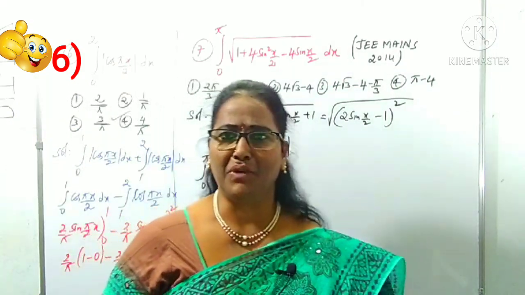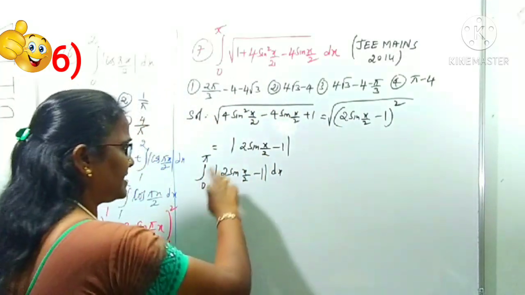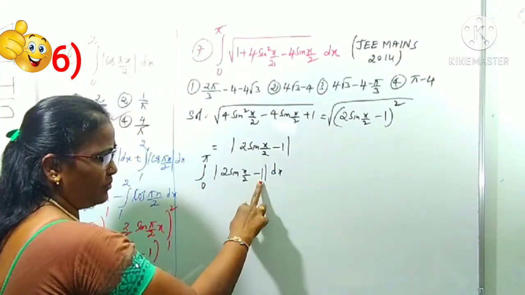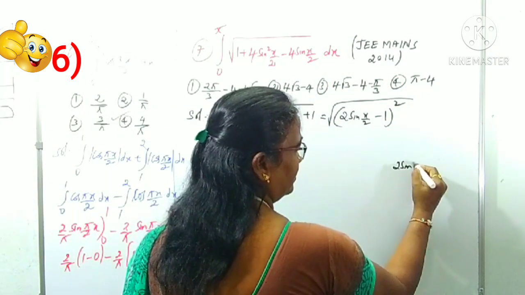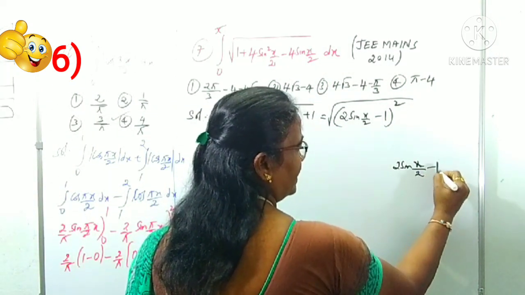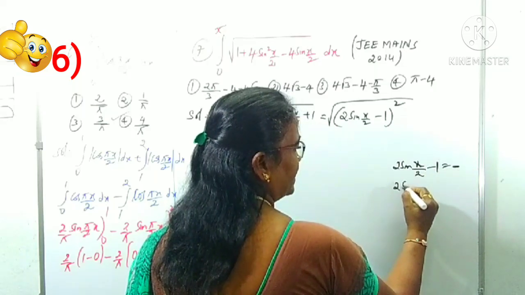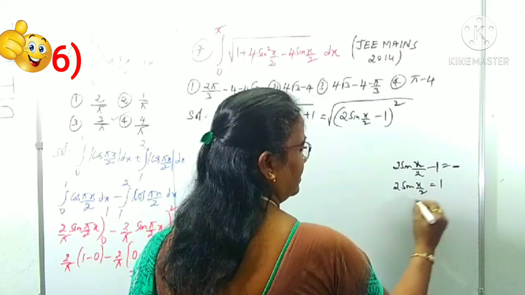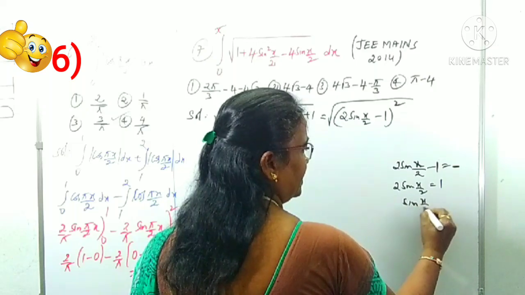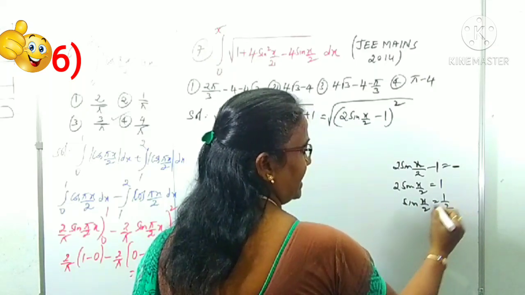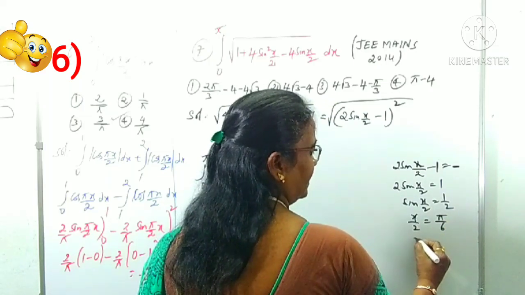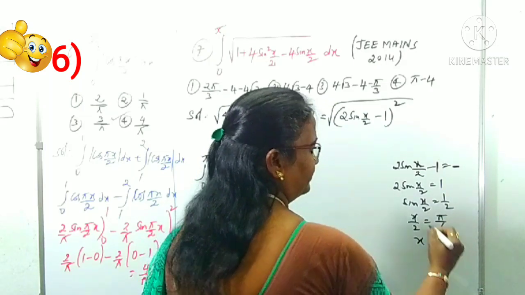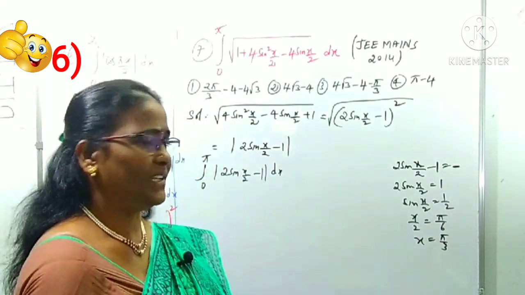Now we can concentrate on the mod function. You know, for what value of x does this become 0? Already here, 2 sin x/2 minus 1 is 0 when 2 sin x/2 is 1, so sin x/2 is 1/2. Sin is 1/2 for what? Pi by 6. Indirectly, x is what? Pi by 3. Okay, like that also we can calculate.